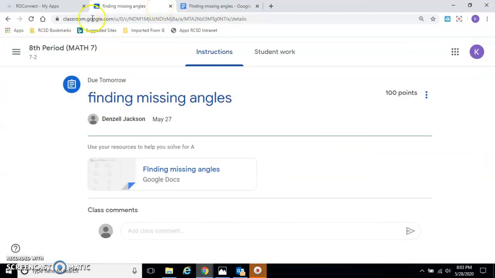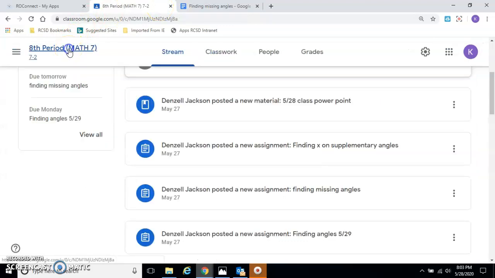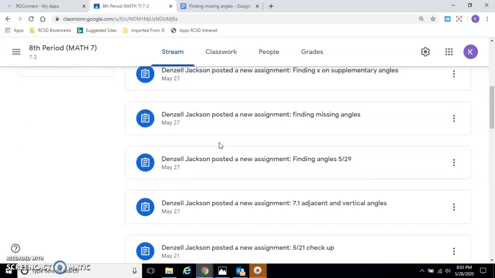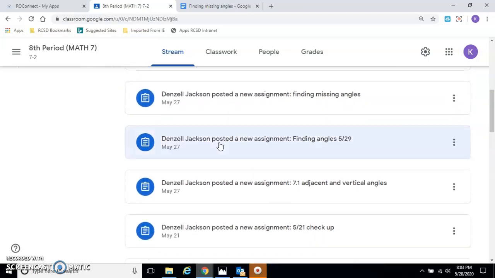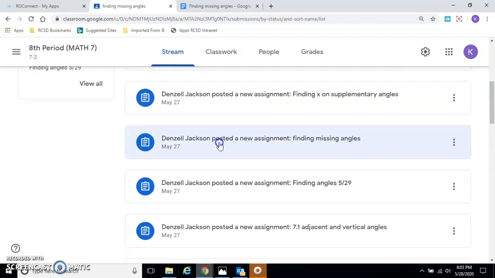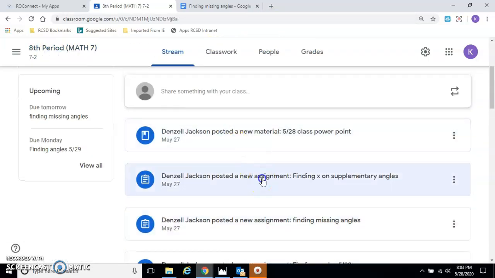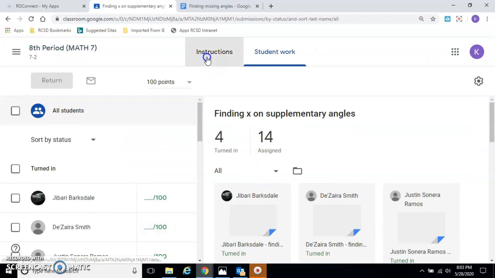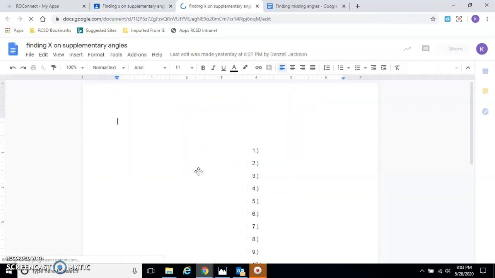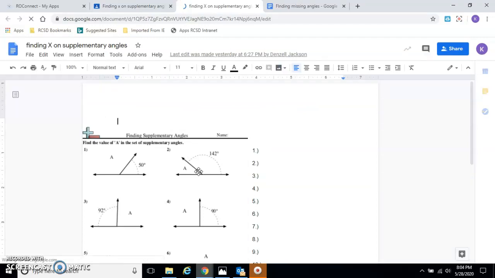All right, and then the last thing we had people make sure they got done today was, I think, finding the missing angles. No, this is the one we just did. The last one, I guess, was this one, finding the supplementary angles. Okay, so this is similar to the other one. This one's actually a little bit easier.